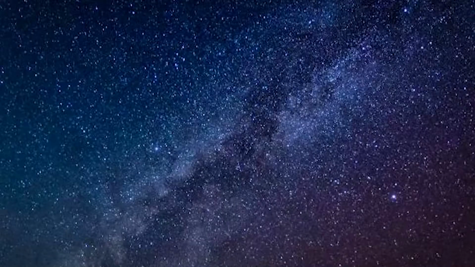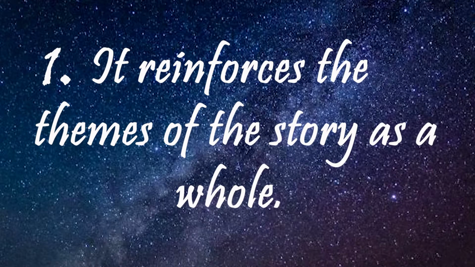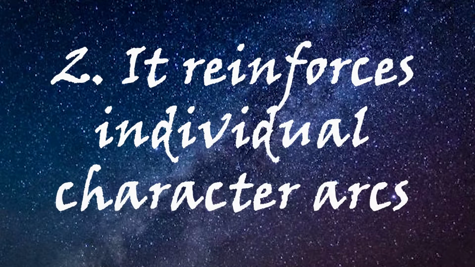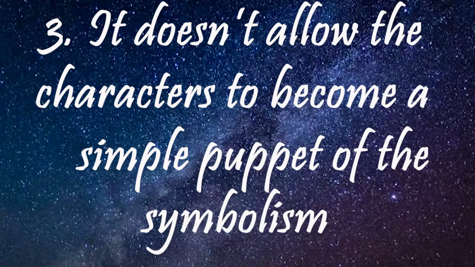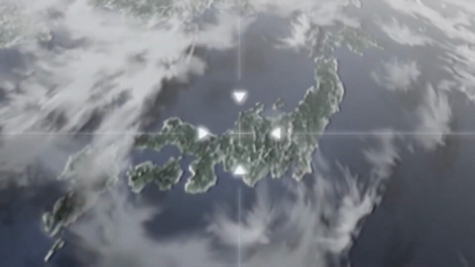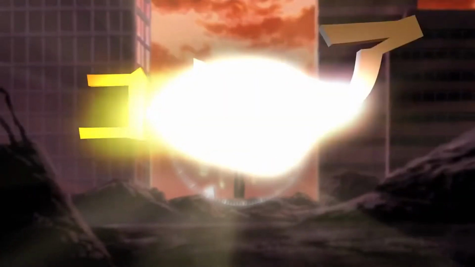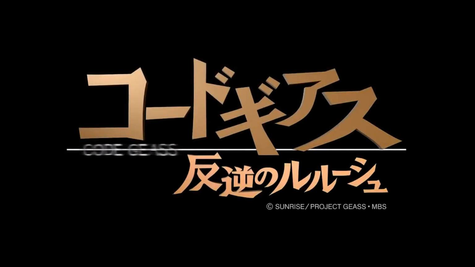It fulfills 3 roles. It reinforces the themes of the story as a whole, it reinforces the individual character arcs, and it doesn't allow the characters to become a simple puppet of the symbolism. One of the best uses of romance I have ever seen in a story is in Code Geass, because it fulfills all 3 of these requirements. Let's take a look at this fantastic anime for examples on how romance can be used to great effect.